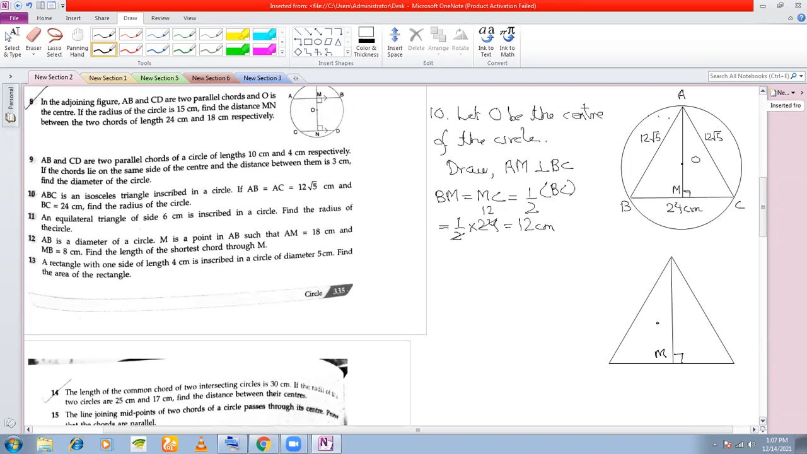Because if OM is perpendicular to BC, then BM and MC are equal. That means what does this line become? This line becomes the perpendicular bisector of BC, the perpendicular bisector of the chord. And what is the corollary that we did? Any perpendicular bisector of the chord must pass through the center of a circle, right? Yes, clearly, sir.